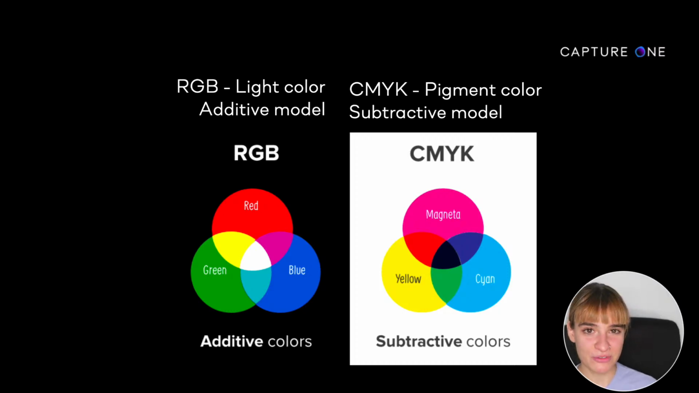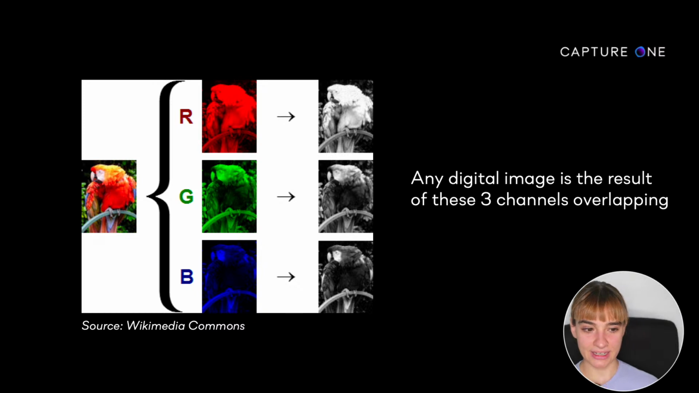But today we will be focusing on the additive model, the RGB model, which is what Capture One actually operates with. This is a light model where the main primary colors are red, green, and blue, and the combination of the three results in white. So this is what interests us today. Having covered that, let's move on and see why this is important when we talk about digital photography.